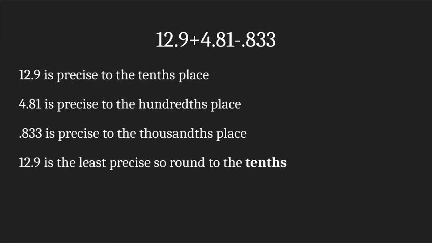That would be 12.9, because it has the least amount of decimals, or its rightmost significant figure is farthest to the left on the place value chart. So in this question, we're going to round to the tenths. Next, we're going to just plug this into a calculator and get 16.877. And our last step is to round to the tenths place. The 7 tells the 8 to go up, and we get 16.9.